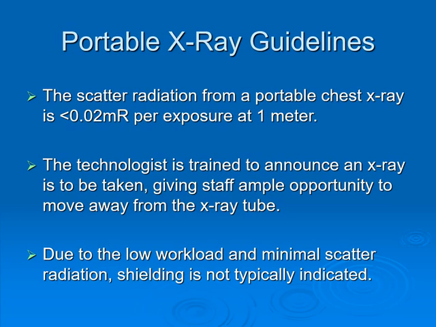Portable X-ray guidelines. Your facility is most likely to have a portable X-ray device. The scatter radiation from a portable chest X-ray is less than 0.02 mR per exposure at 1 meter. The technologist is trained to announce an X-ray is to be taken. This gives staff ample opportunity to move away from the X-ray tube. Due to the low workload and minimal scatter radiation, shielding is typically not indicated during portable X-ray operation.